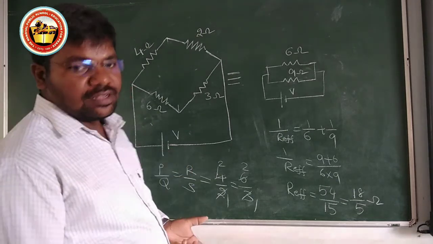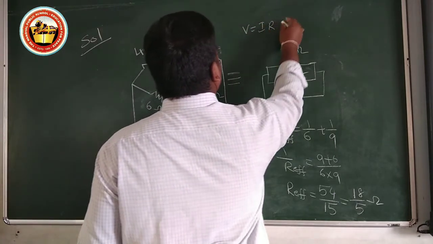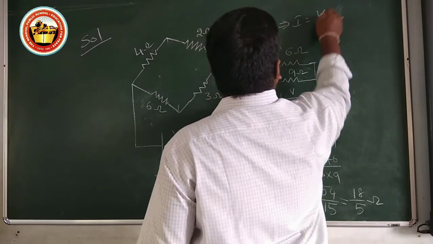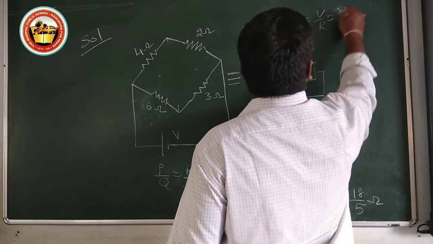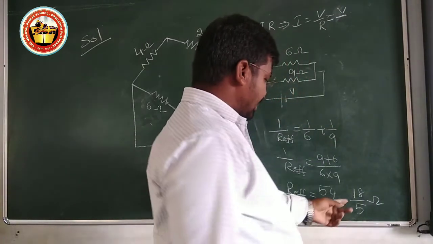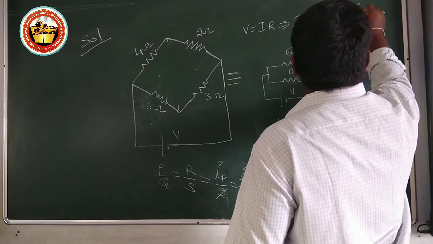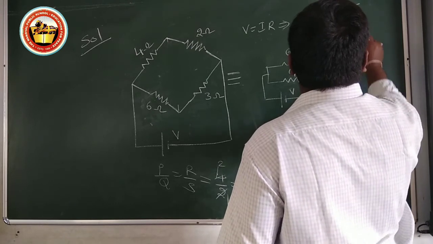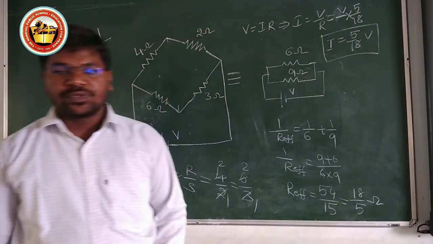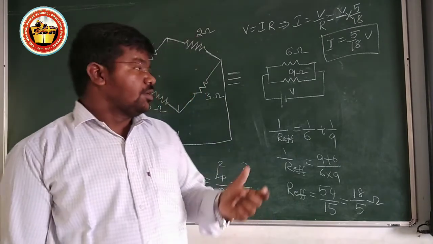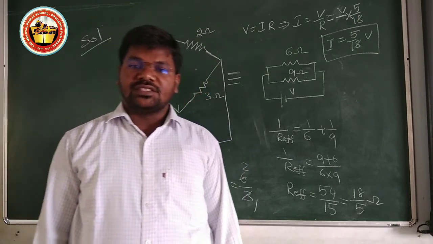How can we find the current? From Ohm's law, V is equal to IR, then I is equal to V by R. V is given, so V divided by 18 by 5, it will come reversed: 5 by 18 into V. The current passing through the circuit is I equal to 5 by 18 into V.